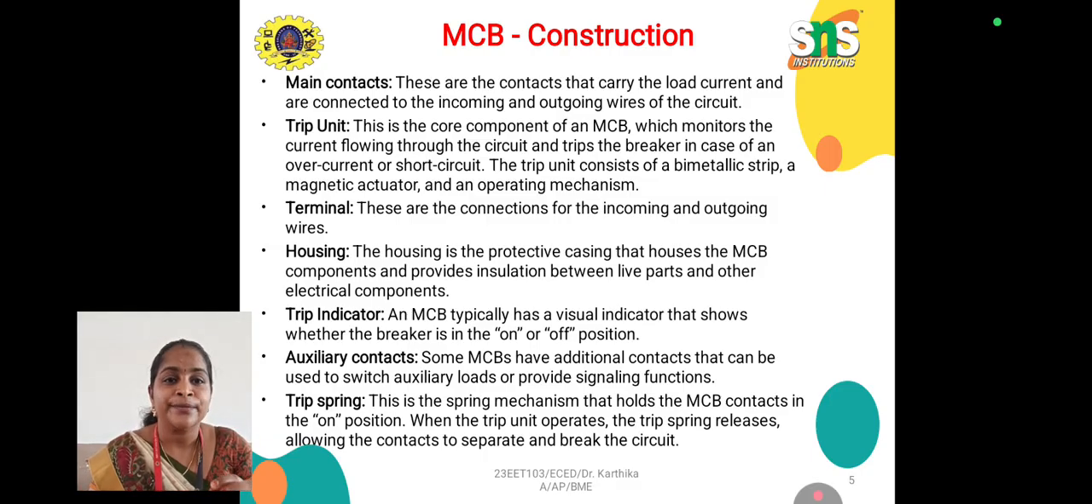We know that very well. The trip indicator is a visual indicator that shows whether the breaker is in the on or off position. It is more like a switch. Auxiliary contacts are additional contacts in some MCBs that can be used to switch auxiliary loads or provide signaling functions. The trip spring is a spring mechanism that holds the MCB contacts in the on position. When the trip unit operates, the trip spring releases, allowing the contacts to separate and break the circuit.